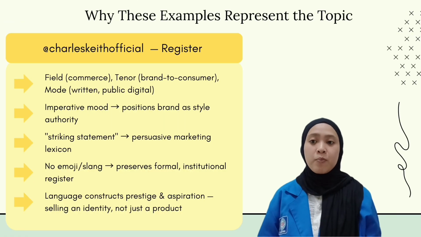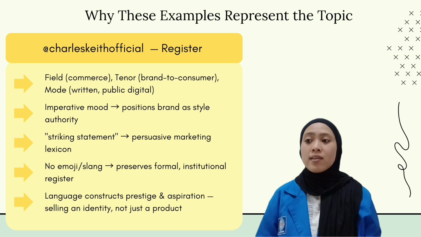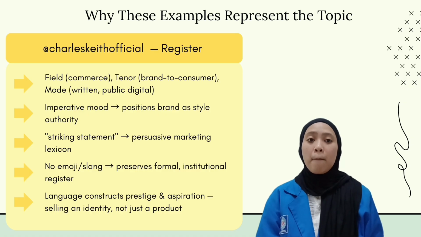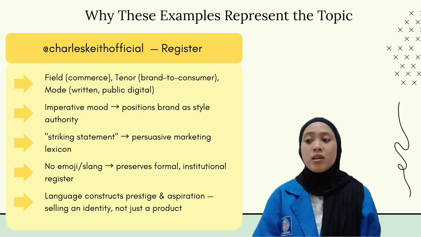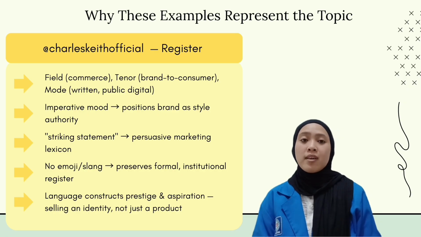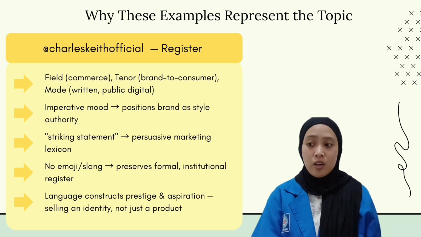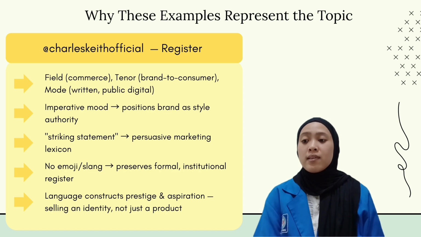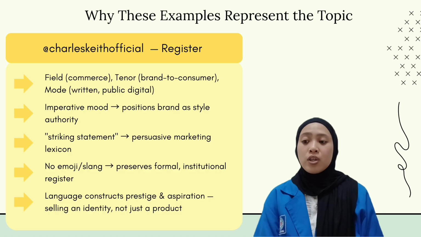Why do these examples represent the topic? The first one is Charles & Keith Official, register. The first is field, commerce, tenor, brand to consumer, mode, written, public digital. The second one is imperative mood, which positions the brand as a style authority. The third is that the phrase "striking statement" is persuasive marketing lexicon. And next is no emoji or slang, which preserves formal institutional register. And last is language constructs prestige and aspiration, selling an identity, not just a product.